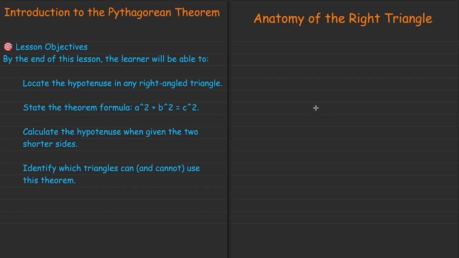So let's first of all look at the anatomy of a right angle. Since we'll be working with right angles, we need to refresh our minds with what a right angle is. A right angle is just an angle whose measure is 90 degrees.